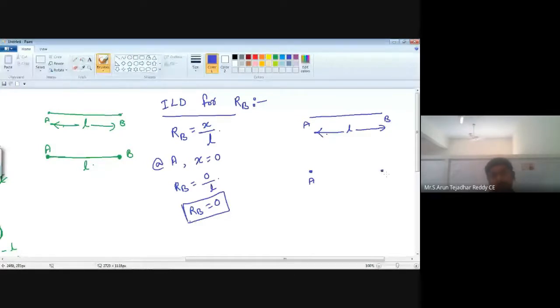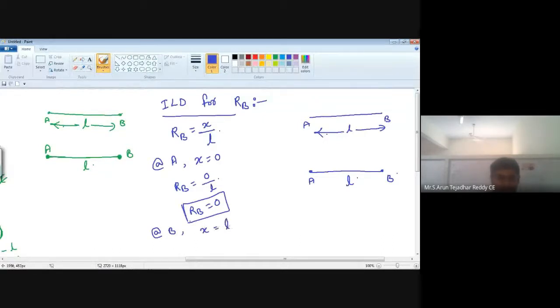B point. It means the span is from A to B. What is the whole span A to B? That is L. So we are considering at point B. What is the maximum span at point B?